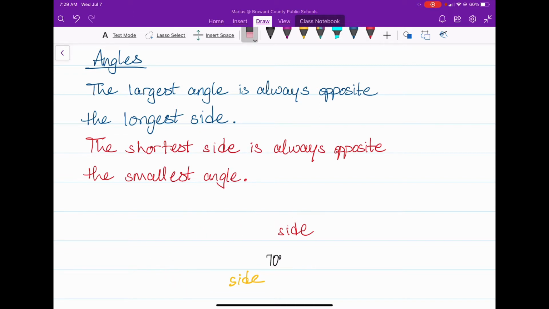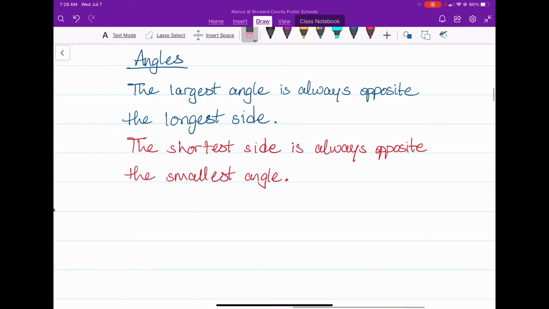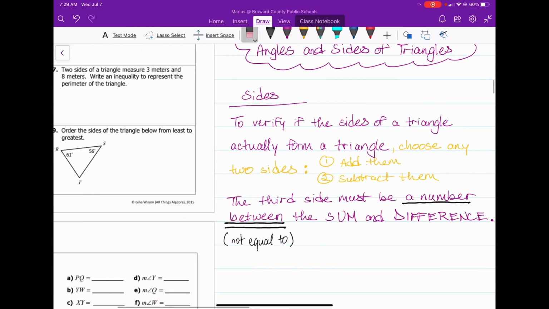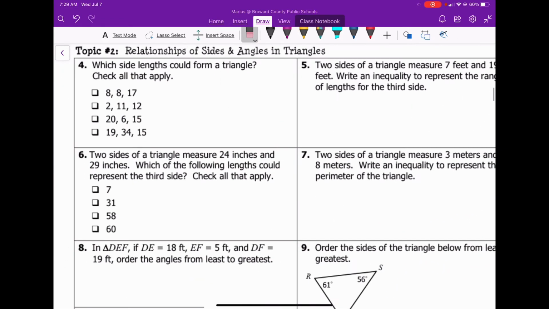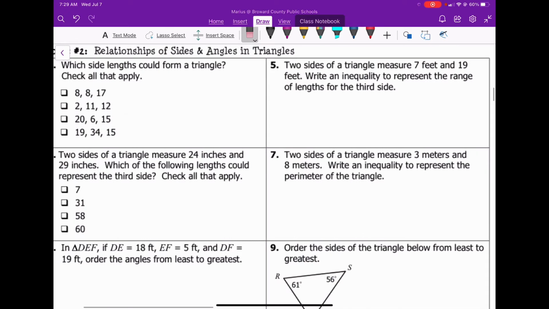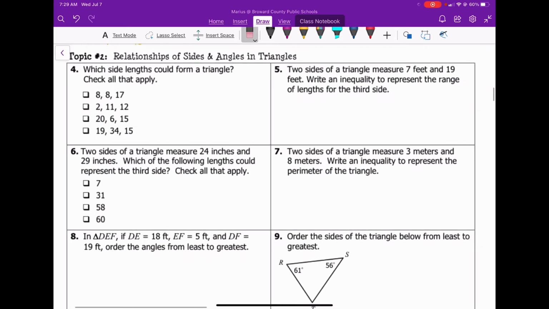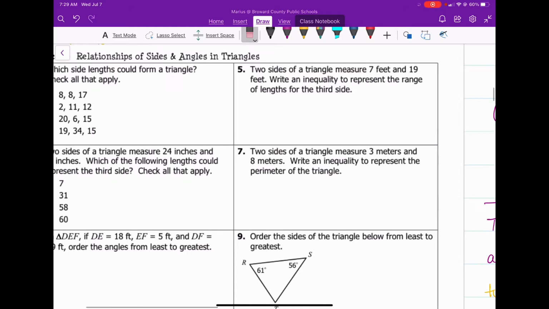So now that we've gone over these examples, I'm going to take a look at these questions. For number 4, it says which side lengths could form a triangle? Check all that apply. Now, one more time.